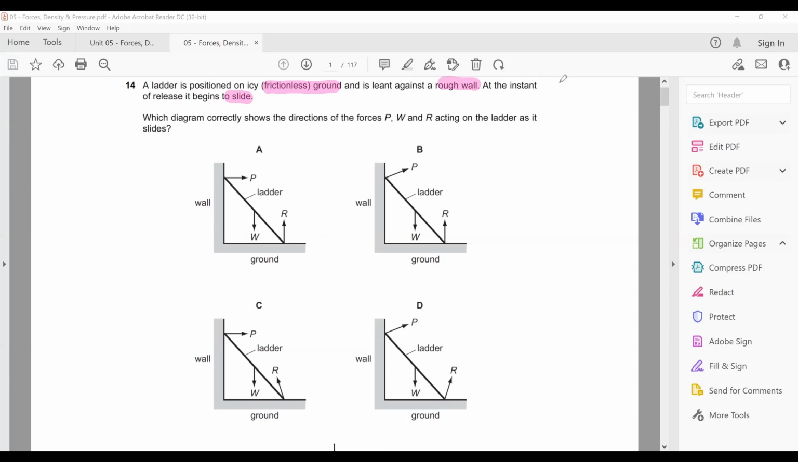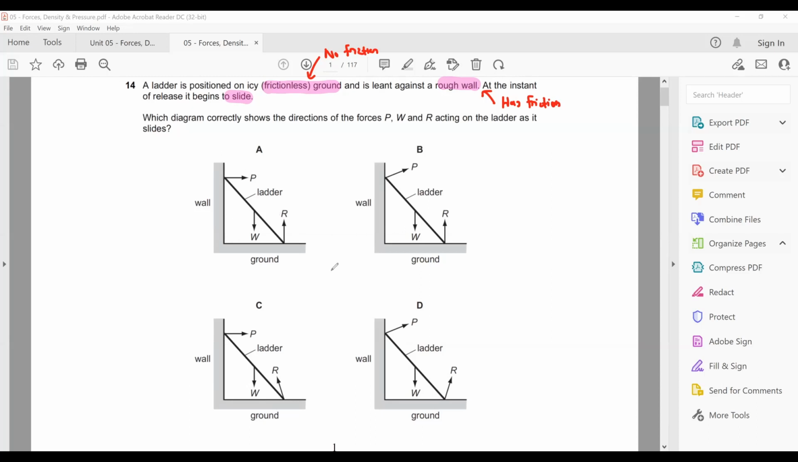If you see that it's frictionless ground, that means this one has no friction. Rough wall, this one has friction. We talk about friction now because there's motion between two contacting surfaces. We won't say it's drag force because you have nothing that's moving through a fluid right now. You have contacting surfaces that are rubbing against each other.